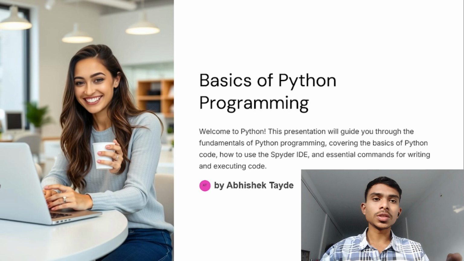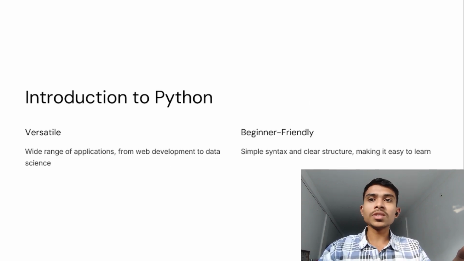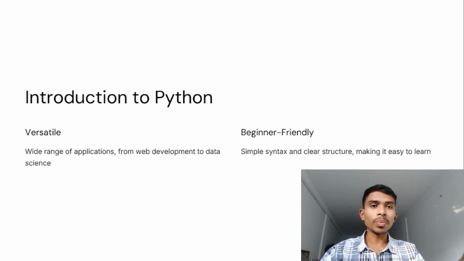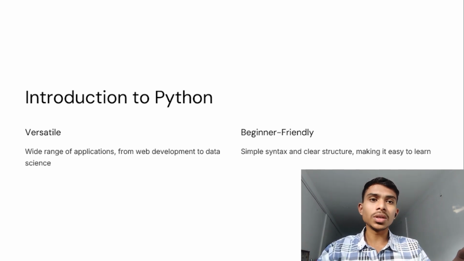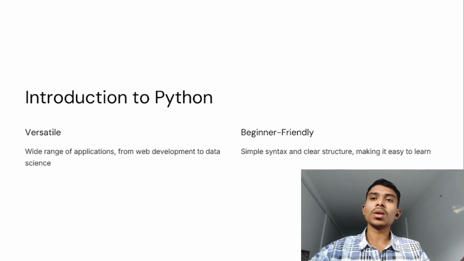First of all, we will discuss what is Python, or we can say the introduction of Python. Python is a versatile language used in areas like web development, data science, and even artificial intelligence. It is also beginner friendly with simple syntax and clear structure, making it one of the easiest programming languages to learn. It is used in various domains like data science, machine learning, AI, and more. So that's all about Python.